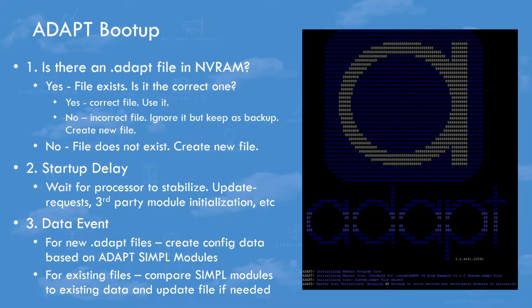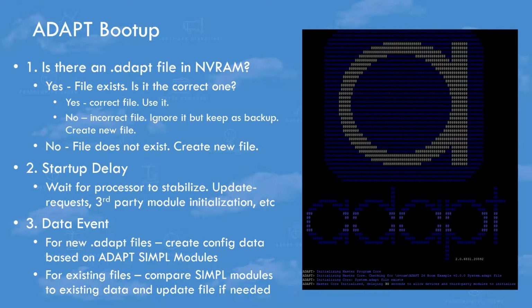After this file checking has taken place, we then go into our startup delay. The purpose of the startup delay is to wait for the processor to stabilize. We don't have control over certain things like update requests and how third-party modules initialize, and a couple other things that the processor is doing under the hood. So we want to give the processor some time to process all those things before our Adapt boot up sequence commences. And then the next thing that happens, after our startup delay, is we see this data event.